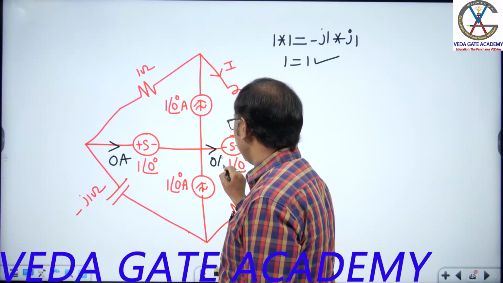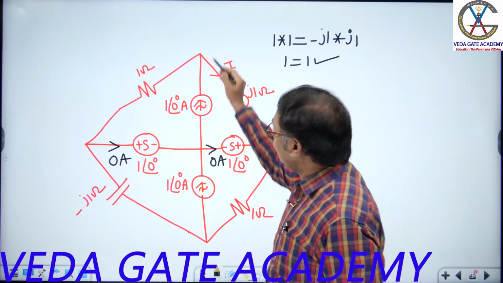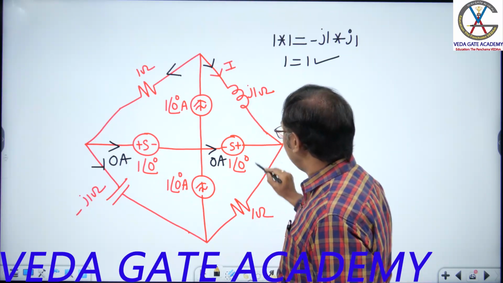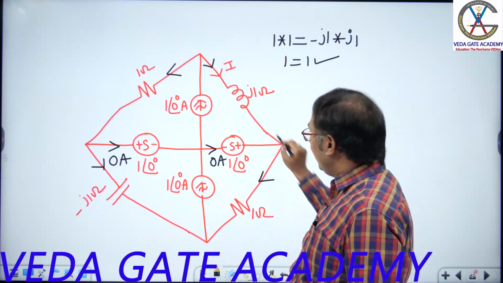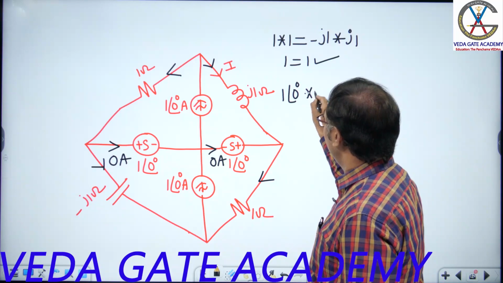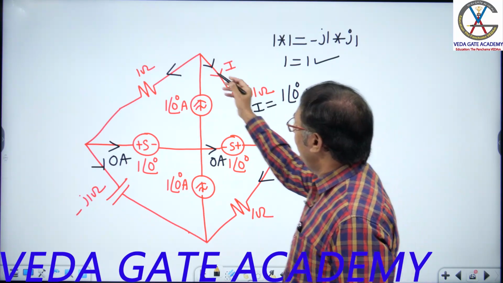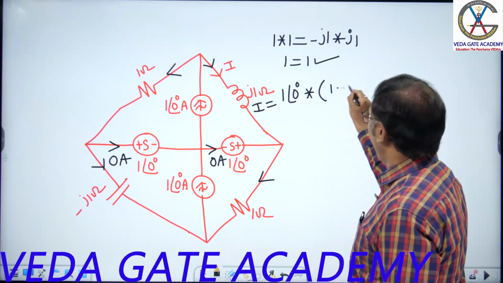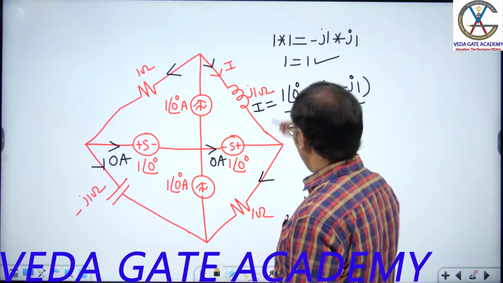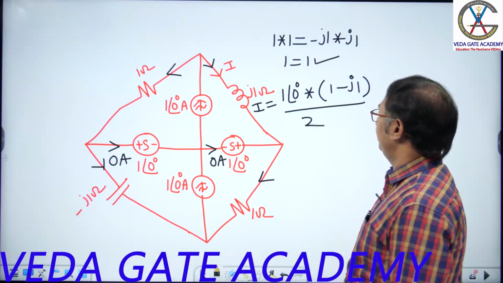Here also the current is what? 0 amperes. So whatever current comes here, the same current flows here. I want the current in this branch. So total current 1 at an angle 0 into I equals opposite, how much? 1 minus J1 by total, 1 minus J1 plus 1 plus J1. How much? It is simply 2.